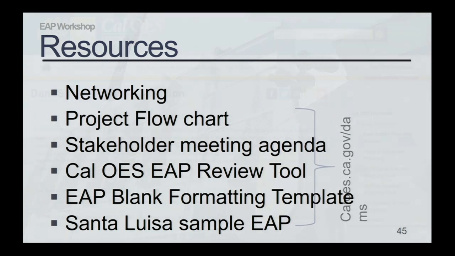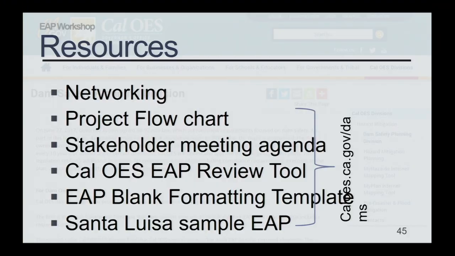And then the remaining resources are on the Cal OES website. And I realize you cannot read that here. It says caloes.ca.gov/dams. And there we are working on the first two, a project flowchart to help you visualize the tasks that will be required to complete an EAP, how it all fits together, and a stakeholder meeting agenda, again, to help you guide those interactions. And the last three are up there now.